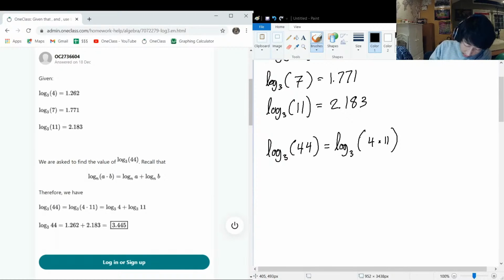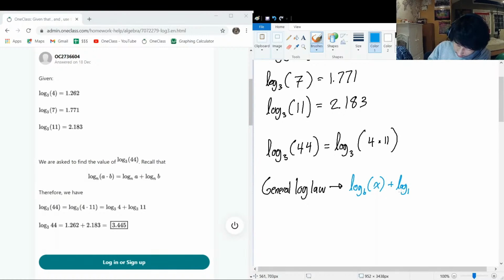So I'll write out the general log rule. And the general log law, let's make this blue. Let's say we have log base b of x plus log base b of y. The only thing that matters is that they have the same base. This will be the same as saying log base b of x times y.